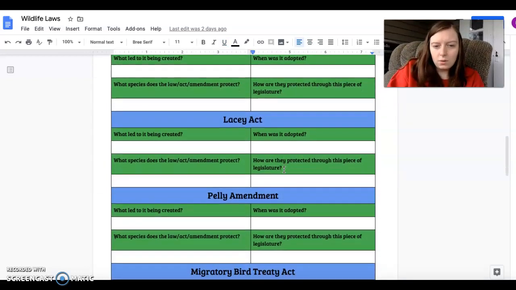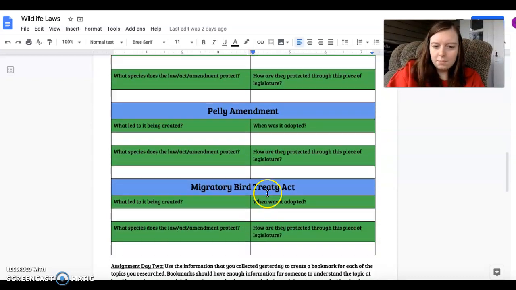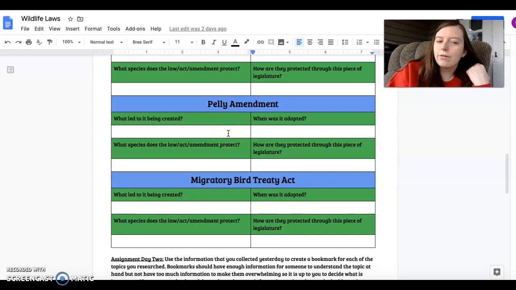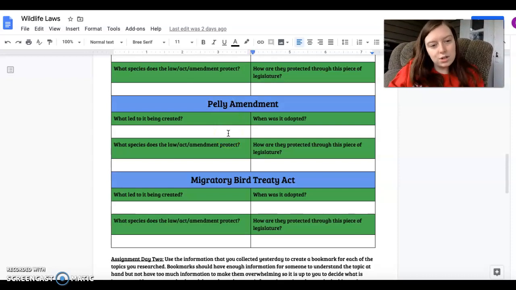The next law or act is the Lacey Act, the Pelly Amendment, and the Migratory Bird Treaty Act will be the last one. So the things that we're going to have you guys look for, first, I want you to tell us what led to it being created. Obviously we don't just pass laws for no reason, I would hope. With the Migratory Bird Act, were birds not migrating, or what was going on that made us say we need an act to protect these birds, right?